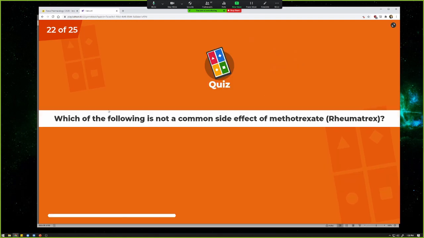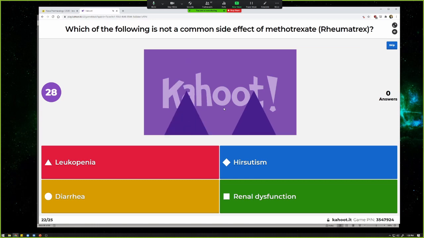Which of the following is not a common side effect of methotrexate? Of course, I don't like "not" questions, but I'll use them here because I have limited text space. Leukopenia, hirsutism, diarrhea, or renal dysfunction?